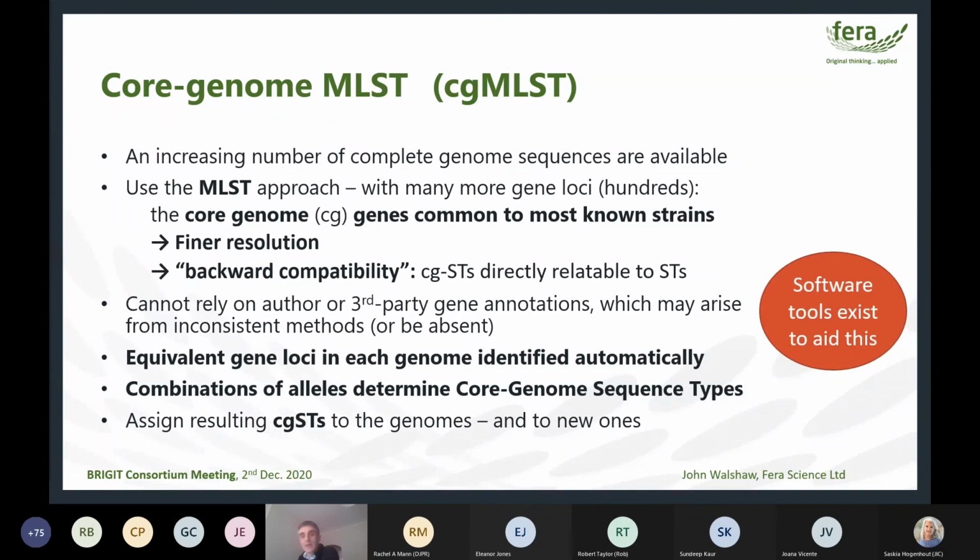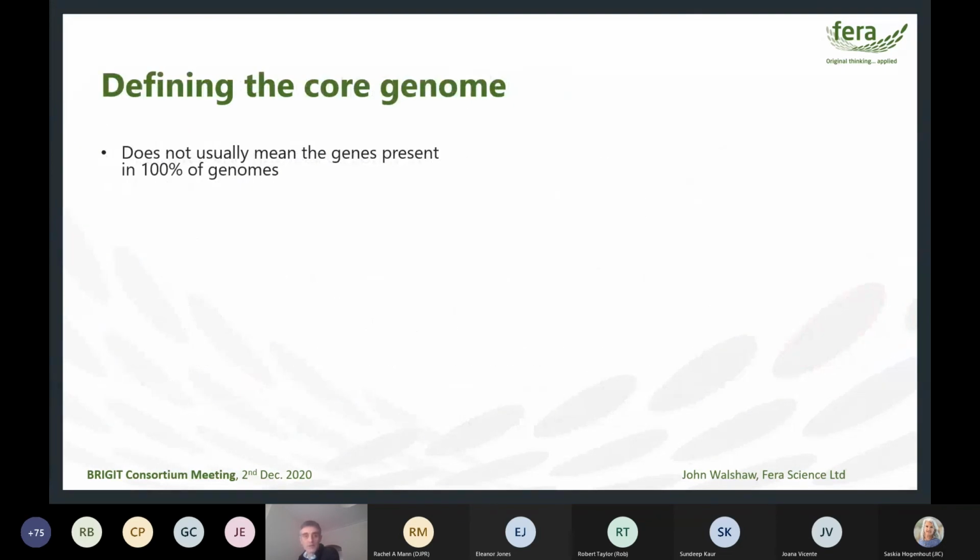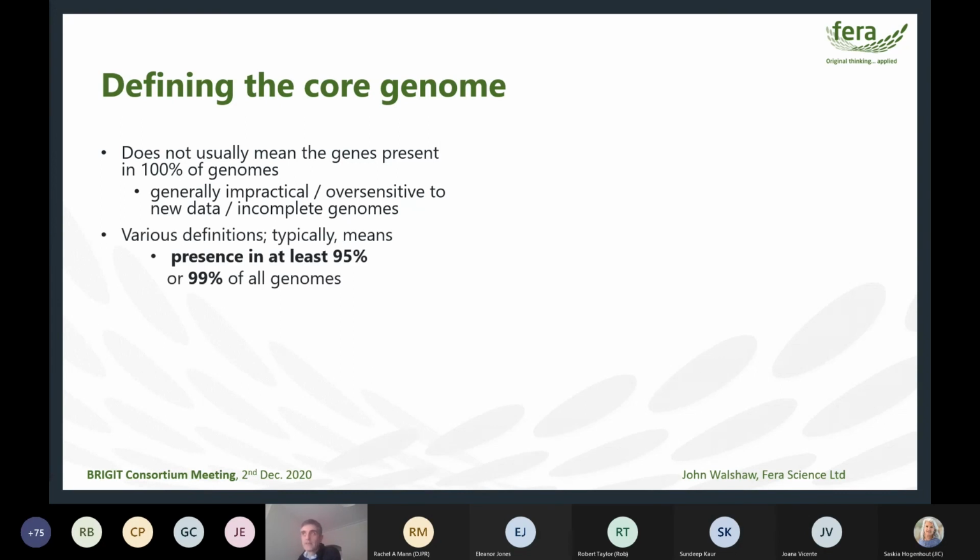There are software tools around now which aid quite a lot in doing this, but it's not without quite a lot of thought required. So just to define what the core genome actually means, it does not usually mean the genes present in all of the genomes. That's generally impractical. It can be oversensitive. Some genomes are not entirely complete. So there are various definitions using different numbers. It might mean the genes which are present in at least 95% of all genomes or 99% of all genomes.